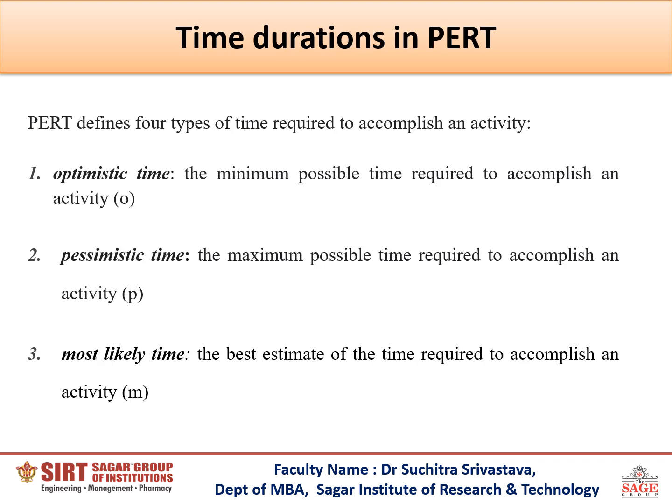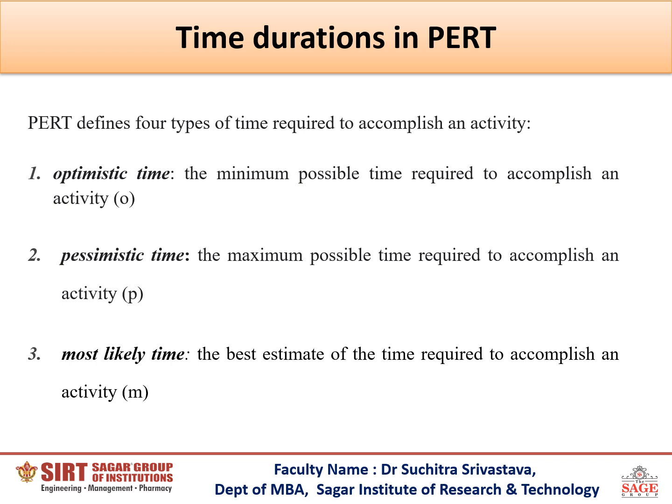So, as we have just spoken about uncertainties in time durations, the PERT model works on three estimates of time. The first is known as the optimistic time. This is the minimum possible time required to accomplish an activity. The second is known as the pessimistic time. It is the maximum possible time required to accomplish an activity, and it is denoted by small letter p.